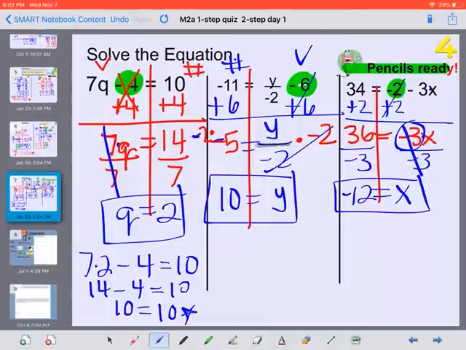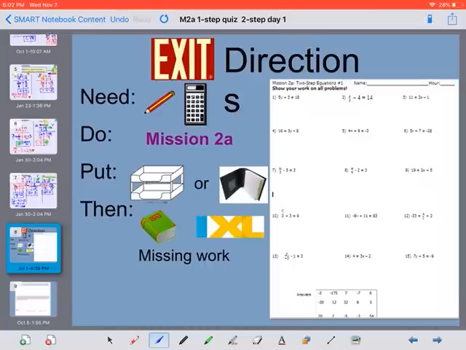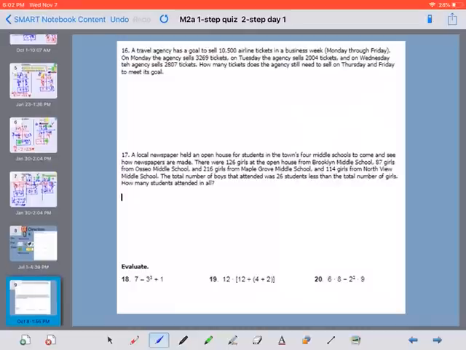If you have questions, please let me know. Otherwise, your homework today is practicing two-step equations. The answers are at the bottom. There are a couple word problems on the back. Set them up just like we did in our word problem.